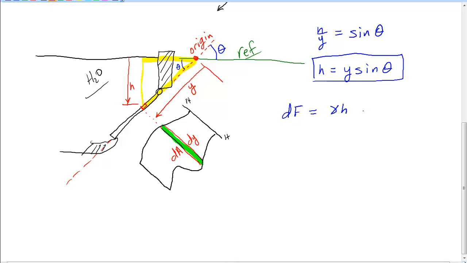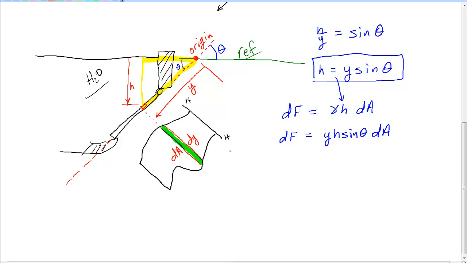That's nothing more than gamma h times my d area. However, h is somehow related to y, and y is in the plane of our gate, so to speak. So we might want to change this to something like this: gamma y sine of theta d area.